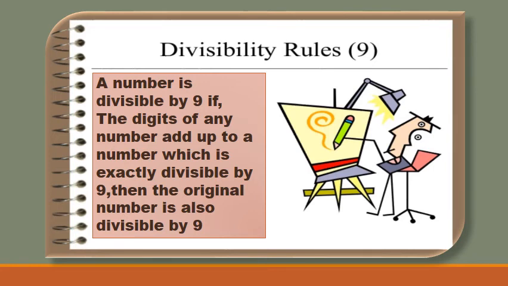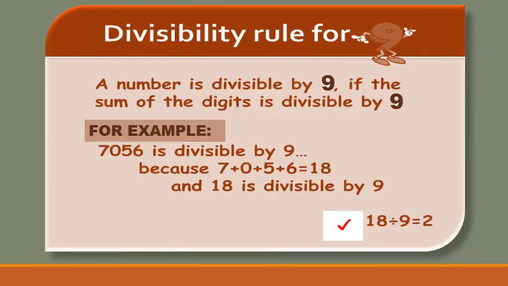Let's discuss the divisibility rule for 9. A number is divisible by 9 if the digits of the number add up to a number which is exactly divisible by 9, then the original number is also divisible by 9. In other words, we can say a number is divisible by 9 if the sum of the digits is divisible by 9.